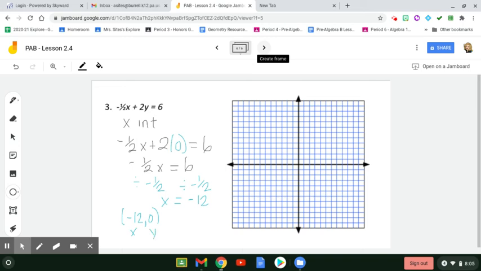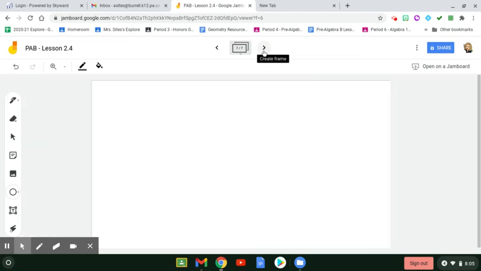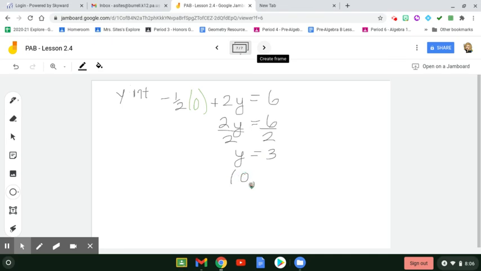To get the y-intercept, and I'm going to do this on the next page, to get the y value, you have to plug in 0 for x. So negative 1/2, this is to get the y-intercept. So negative 1/2 times 0 for x, right, plus 2y equals 6. And I'm solving for y. So negative 1/2 times 0 is 0. I get 2y equals 6. And when I divide both sides by 2, I get y equals 3. So that means the x value was 0 and the y value was 3.